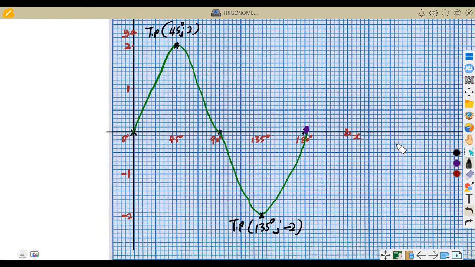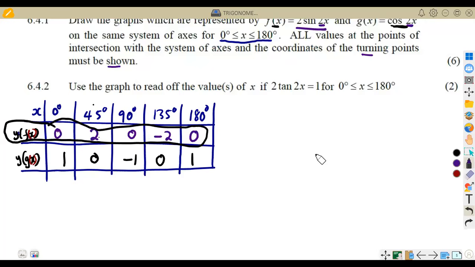I'm just going to write f of x, but you're supposed to write the equation. So let us move on and check our g of x. All right, now we are going to use these values of y for our g of x. So that's 0 versus 1.